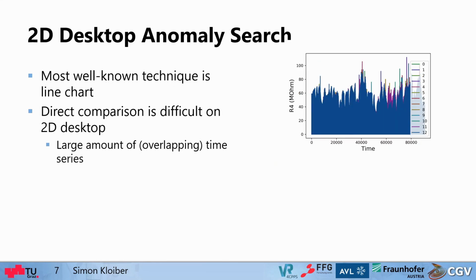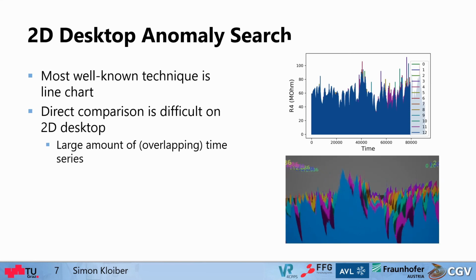Now in 2D, probably the most well-known technique for time-dependent sensor data are line charts. However, in 2D, direct comparison is difficult and there's a large amount of overlapping time series that can hide behavior. I have an extreme example to the right here. On top you see a line chart of multiple high-frequent time series of one sensor over multiple cycles. Unfortunately, the frontmost line is hiding others due to its high-frequent data.